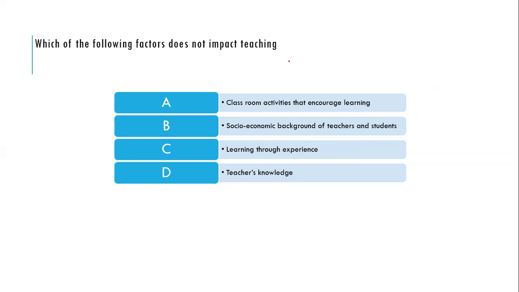Then which of the following factors does not impact teaching? Classroom activities that encourage learning, learners learning through experience, teacher's knowledge. Socioeconomic background of teacher and students does not affect teaching. So this would be the factor that does not impact teaching.